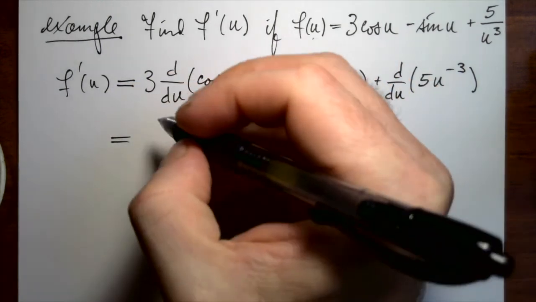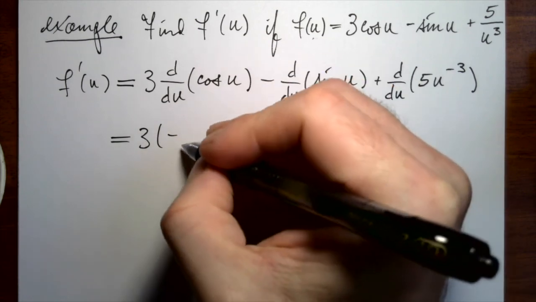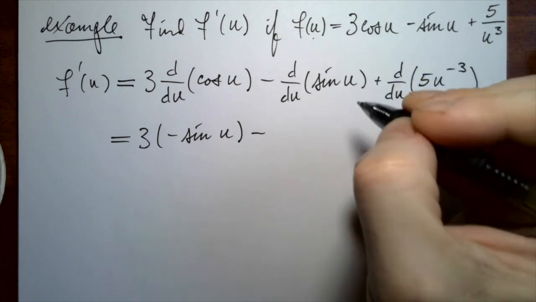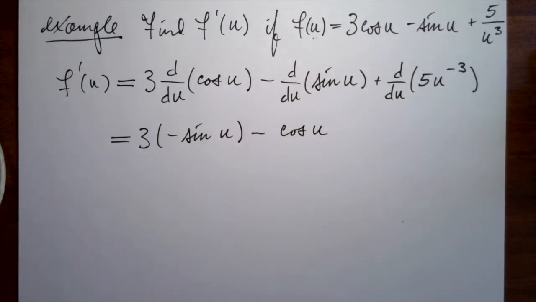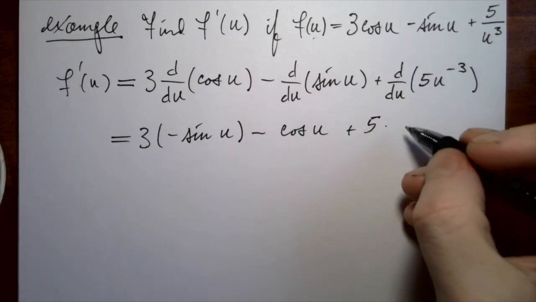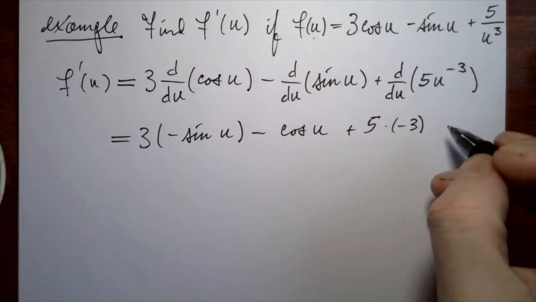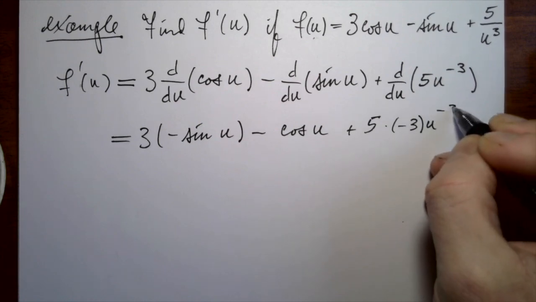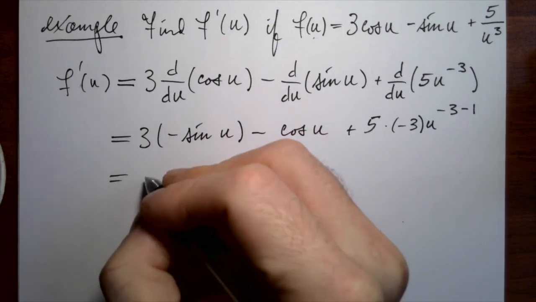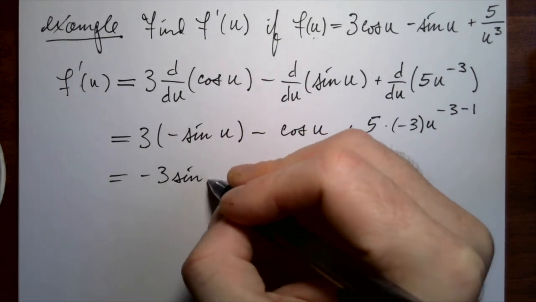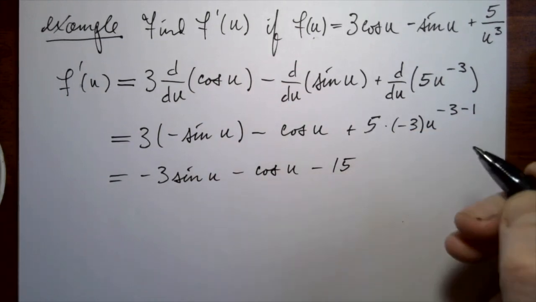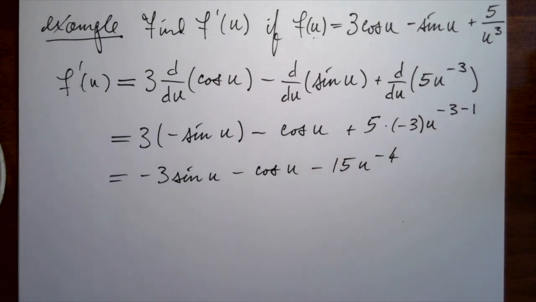What do we get? Well, we now know the derivative of sine and cosine. The derivative of cosine is minus sine. The derivative of sine is cosine. And then for the final piece, we use the power rule. The 5 comes through, that's just a constant. We bring down the exponent, minus 3, and then we subtract 1 from the exponent. So when the dust settles, we get minus 3 sine u minus cosine of u minus 15 u to the minus 4. That's the derivative.